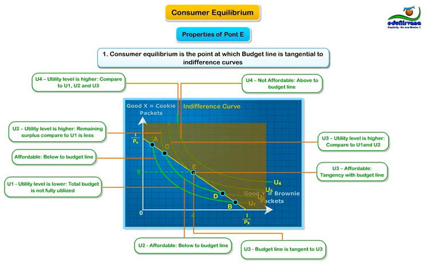At any point beyond point E, the budget constraint is not satisfied either because the utility levels of the point are higher or because even at a lower utility level, the consumer can't afford it. At any point below point E, neither is the budget exhausted nor is the utility level optimized.